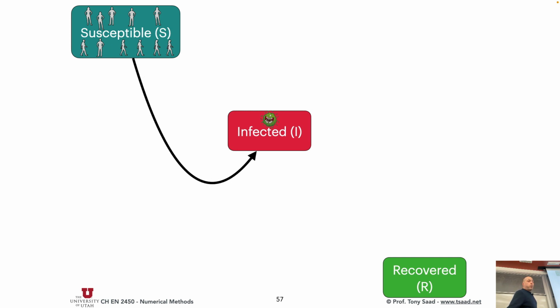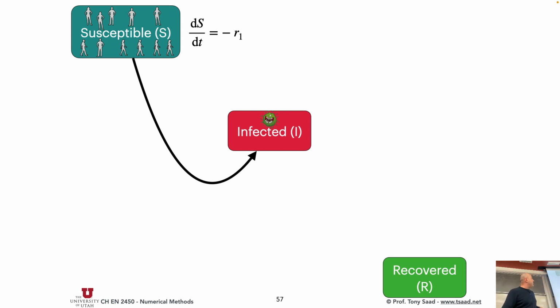The susceptibles, once exposed to a virus or a contamination, are going to lose from that category, based on how much infection they're being affected with. So this looks like dS/dt equals minus R1. R1 is the rate at which the susceptible people are being infected. Now we can do better.